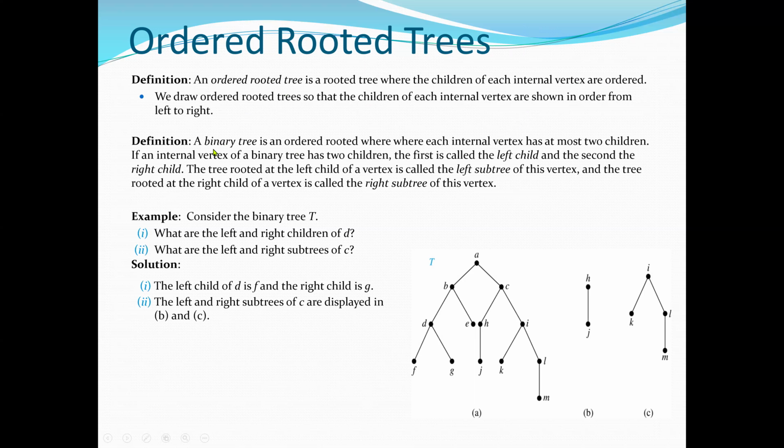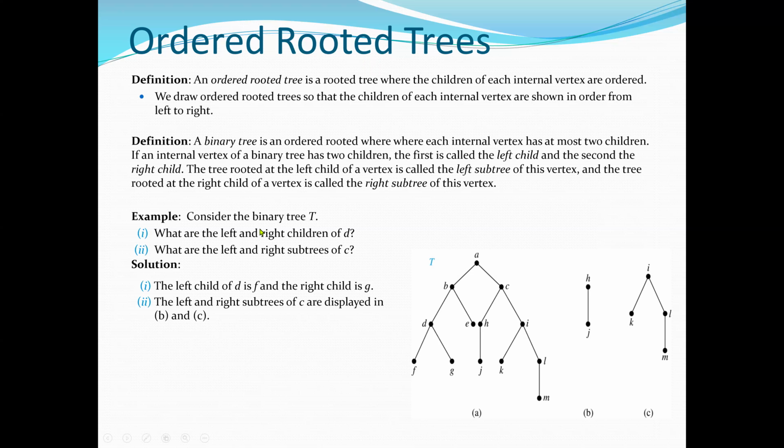So a definition: we have a binary tree. It's an ordered rooted tree where each internal vertex has at most 2 children. Now, if an internal vertex of a binary tree has 2 children, the first is called the left child and the second is called the right child. The tree rooted at the left child of a vertex is called the left subtree of this vertex. And if it's rooted at the right child, we call it the right subtree of the vertex.